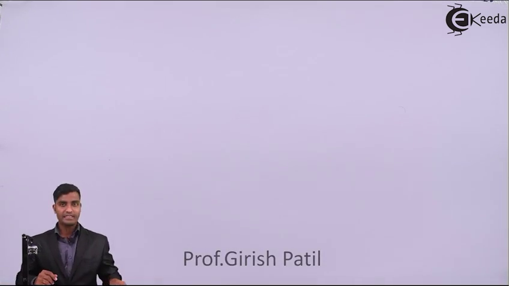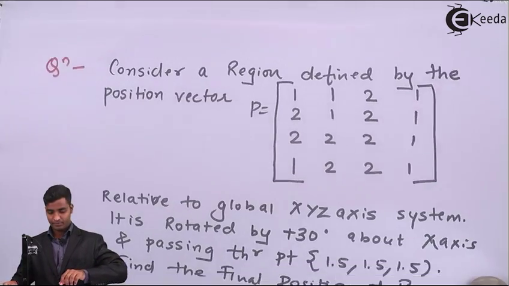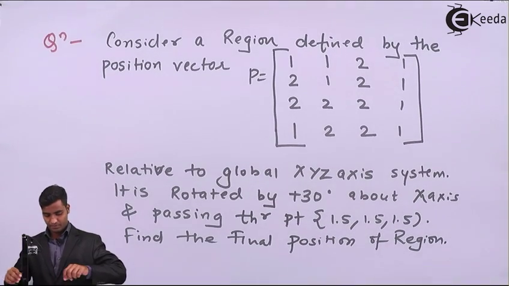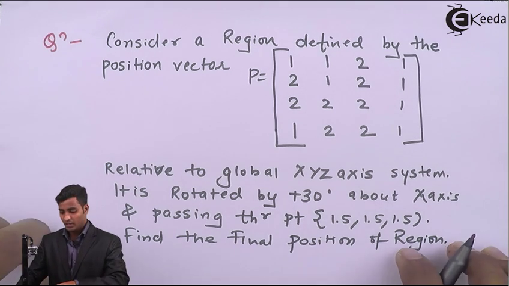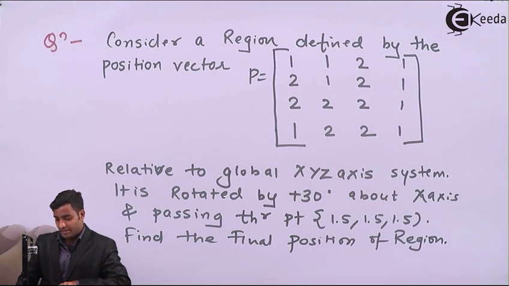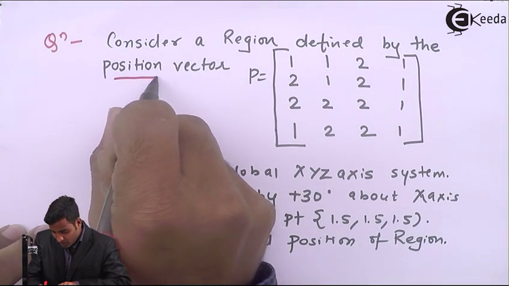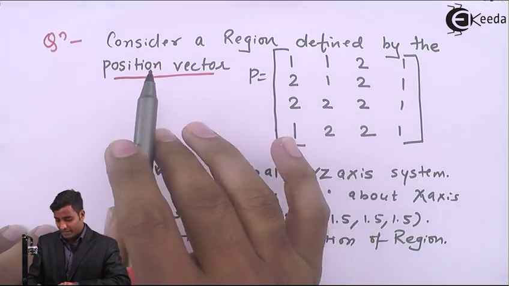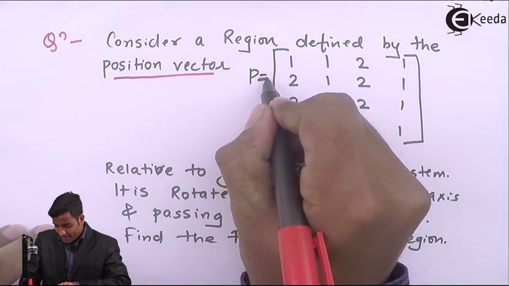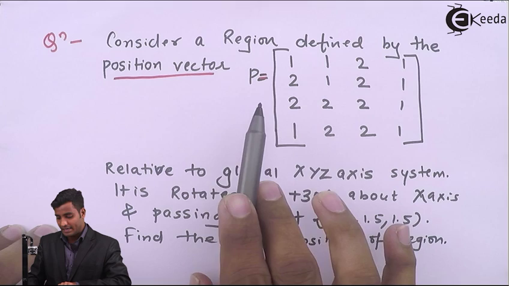Hello friends, today we will study a problem related to 3D transformation. So here is the first problem. Consider a region defined by a position vector. The region has been given by the position vector, and that region's initial position has been given, that is P.